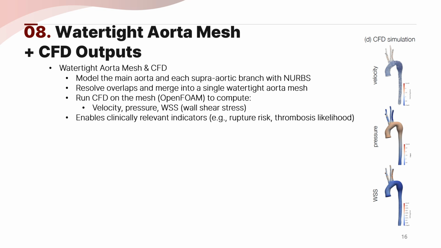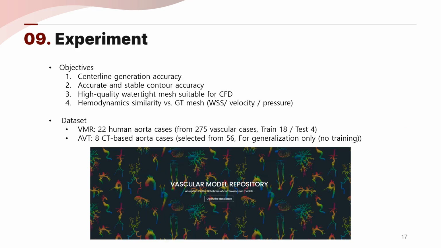Next, they build a watertight mesh for CFD. They model the main aorta and each supra-aortic branch using NURBS, then clean up overlapping regions and merge them into one watertight aorta mesh. With this mesh, they run CFD in OpenFOAM and obtain hemodynamic quantities such as velocity, pressure, and wall shear stress. These outputs can be used to compute clinically meaningful indicators including aneurysm rupture risk or potential for thrombus formation.